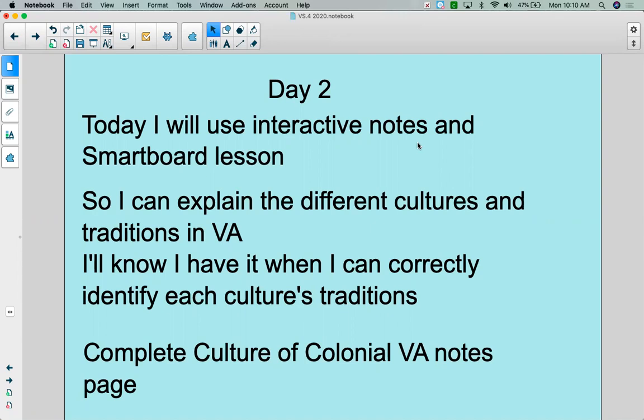All right, so today is day 2 of Virginia Studies, and today we're going to talk about the culture of colonial Virginia. So let's look at our objectives here. Today we'll use interactive notes and a smartboard lesson. So I can explain the different cultures and traditions in Virginia, and I'll have it when I can correctly identify each culture's traditions. So we will be completing a culture of colonial Virginia note page today, along with a map of where these cultures settled.